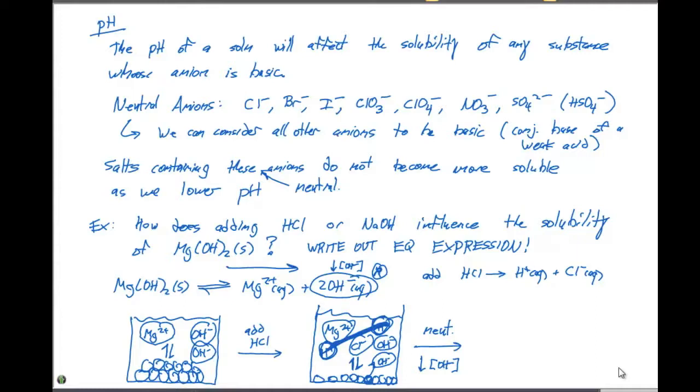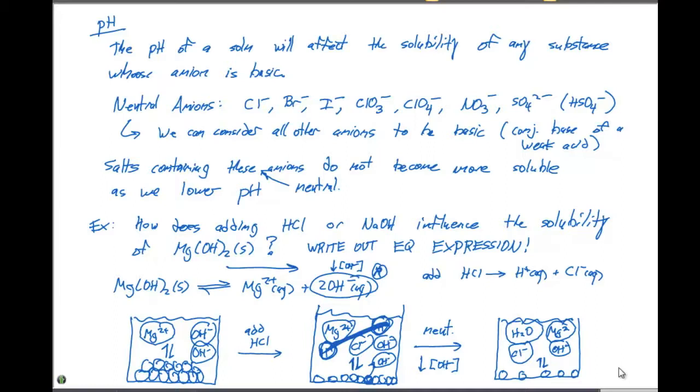So in this case, when you add an acid, it'll neutralize the OH- ions, and we'll have water as a product of the neutralization reaction. We'll have magnesium 2+, we will have Cl-, we'll have some OH- after everything is neutralized, and we'll have not quite as many solid particles at the bottom of this beaker, okay? Because since the equilibrium got shifted, more of those particles are going to dissolve.